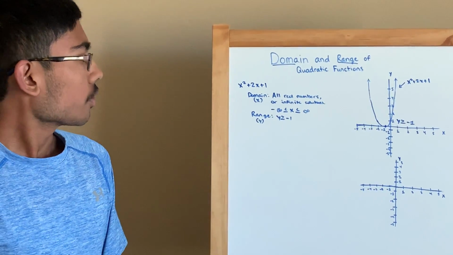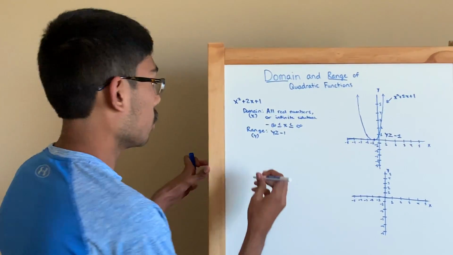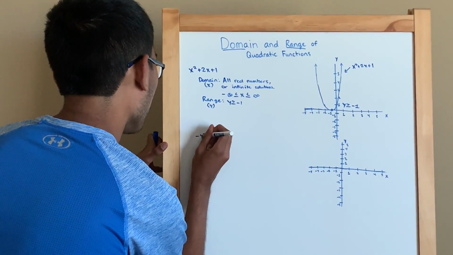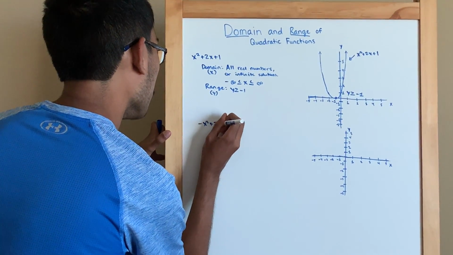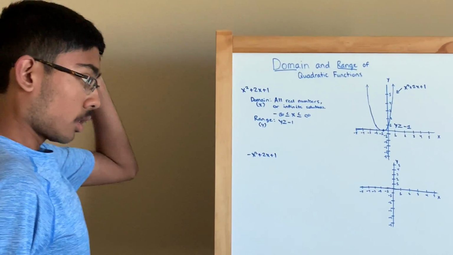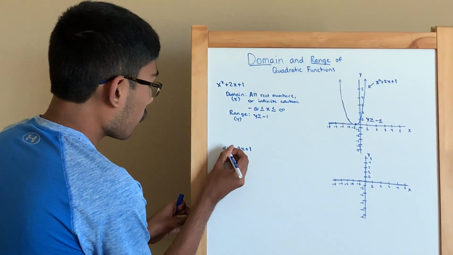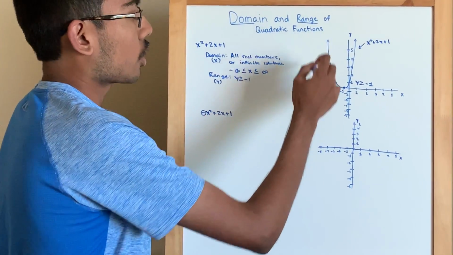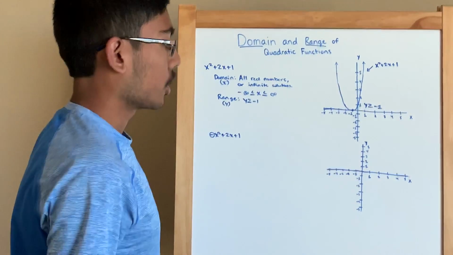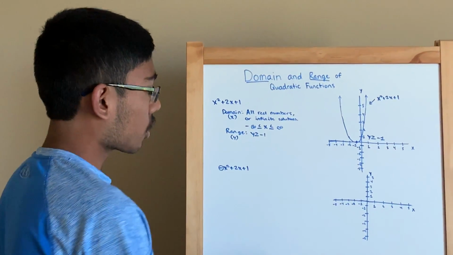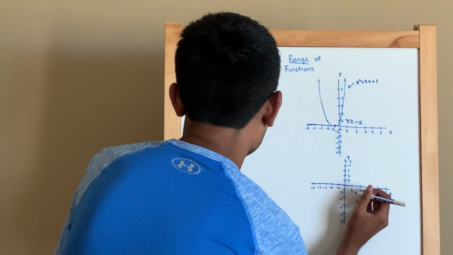So it's pretty simple. Next we'll move on to -x squared plus 2x plus 1. So since we have a negative symbol here, we can easily find out this is not going to go upwards as the last function. This is going to go downwards instead. So we'll first graph this function.